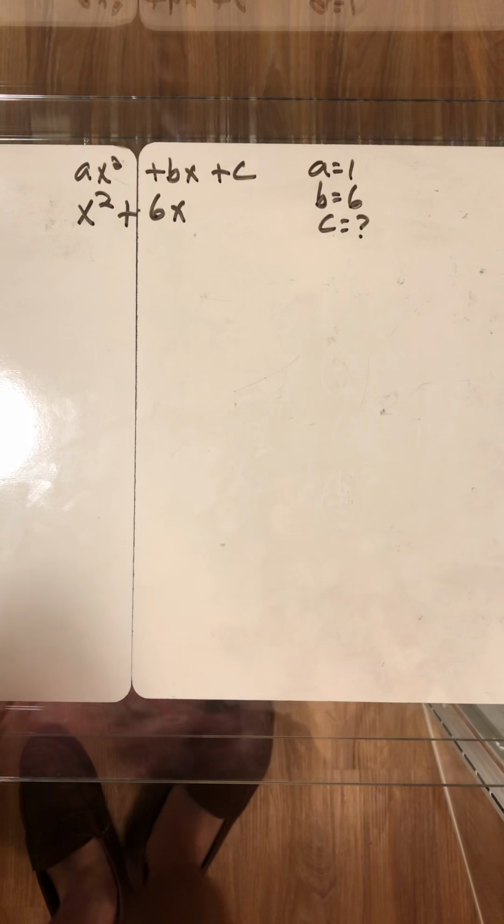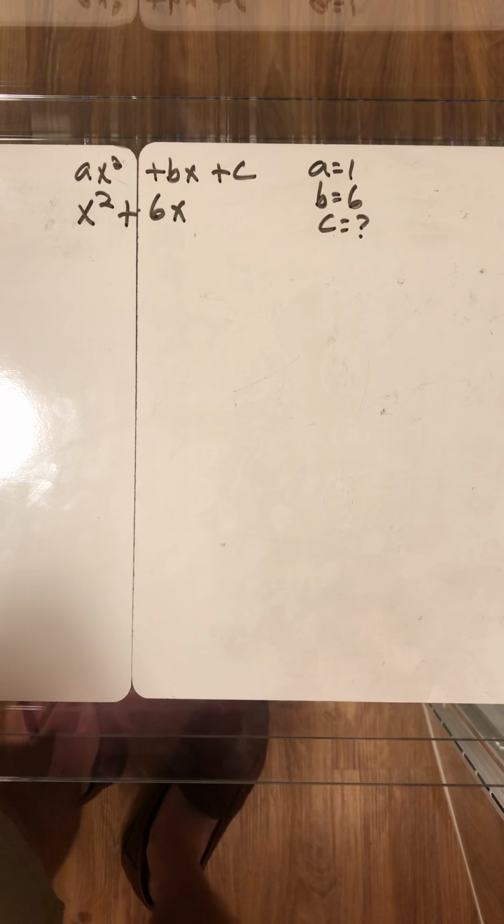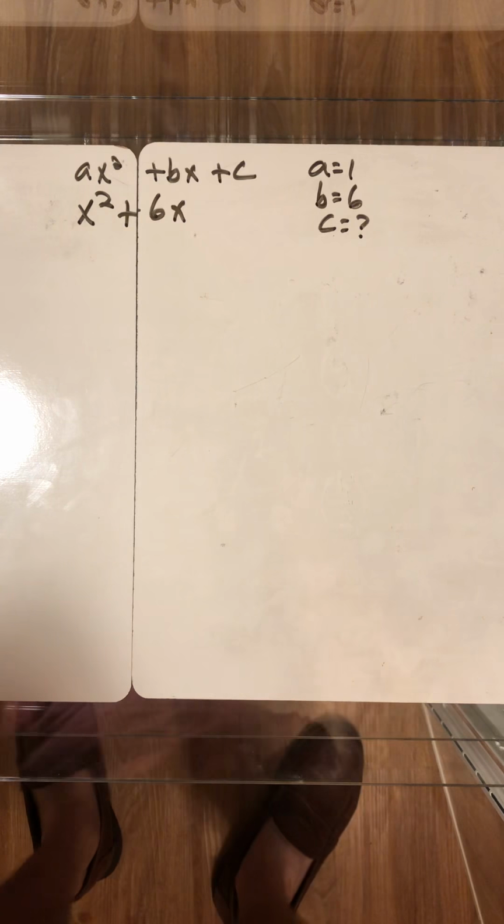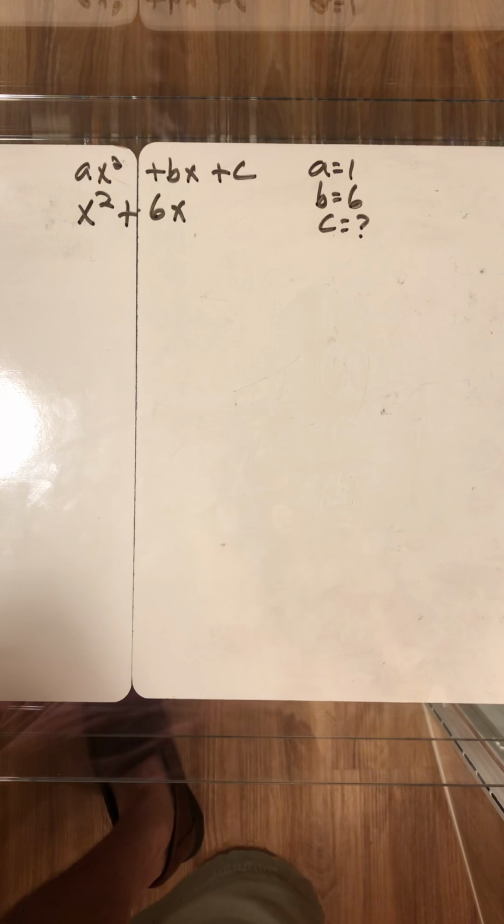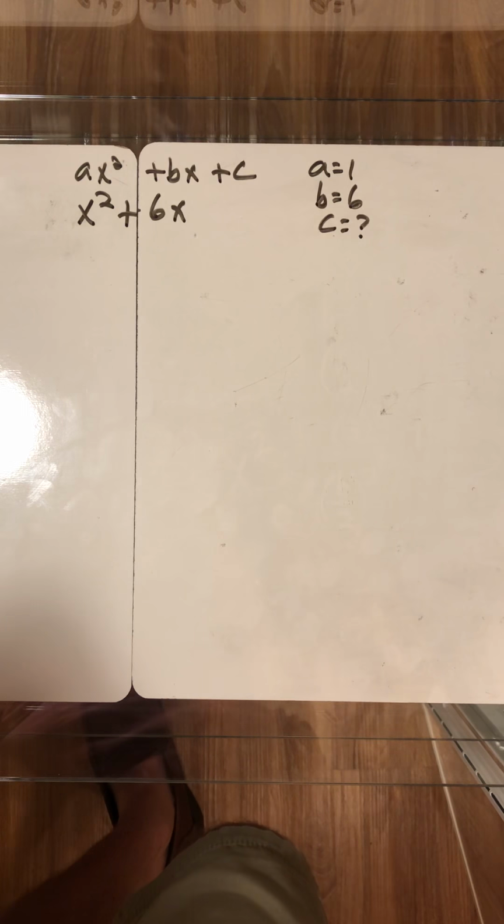Okay, guys, let's talk about how to turn your quadratic into a perfect square trinomial by completing the square. In that last example we looked at, we had x squared plus 6x minus 7, and we knew that was not a perfect square trinomial, so we wanted to figure out what term we could put in place of c, or negative 7, to make it a perfect square trinomial.